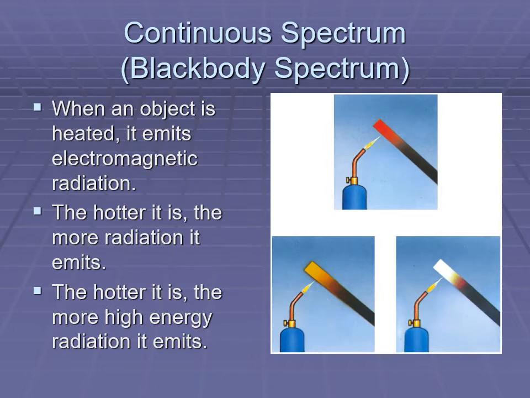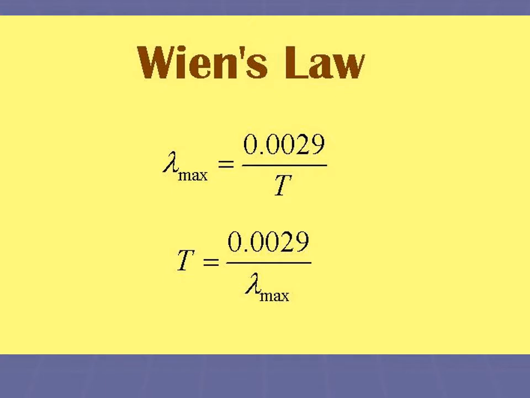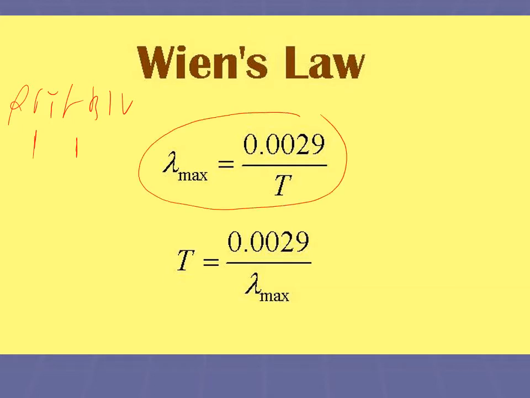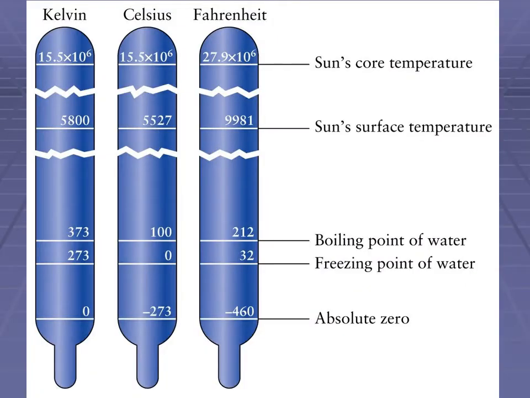If I were to look at the light, it's all different colors: red, orange, yellow, green, blue, indigo, violet, but one color is brighter than the rest. The brightest wavelength is given by Wien's law: lambda max is 0.0029 over T. If I do algebra, I can write it like that. Let me explain what this means. The T is the temperature in Kelvin.